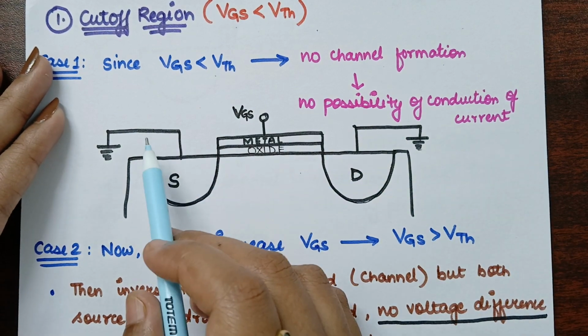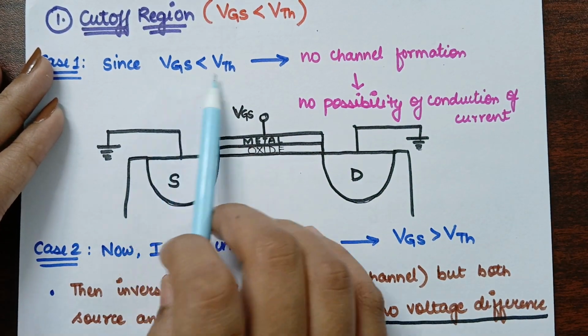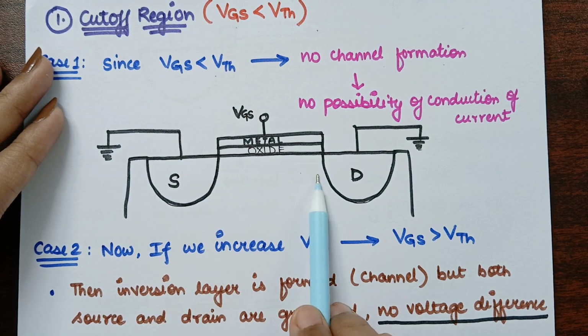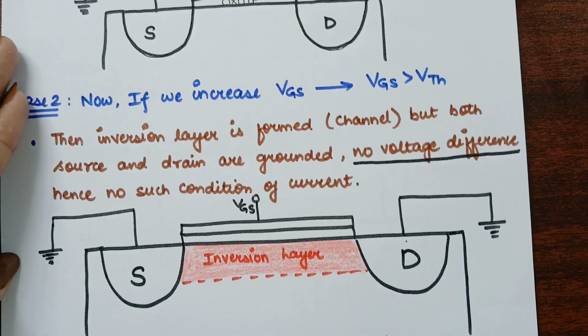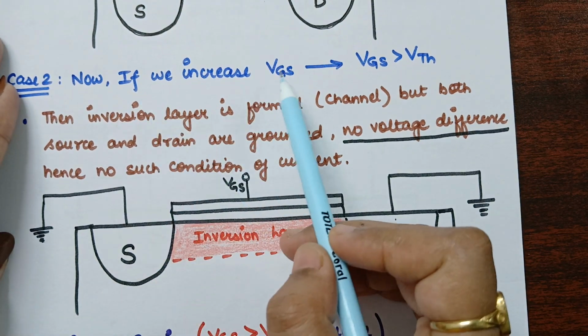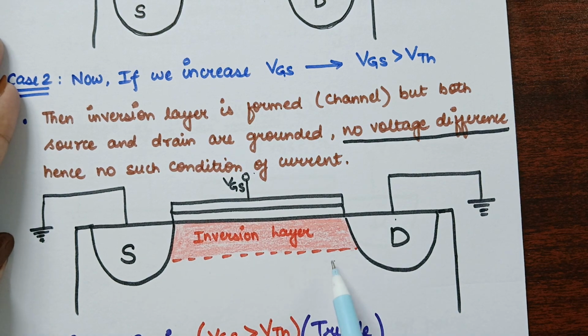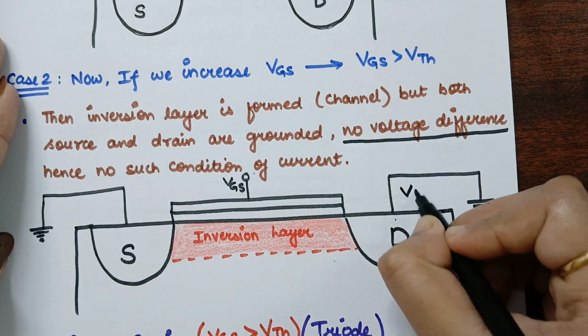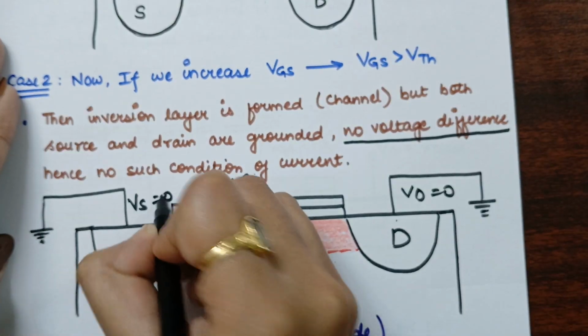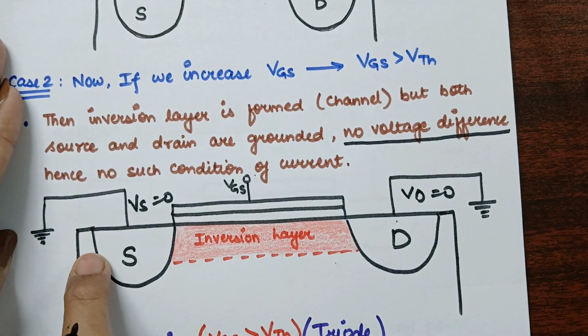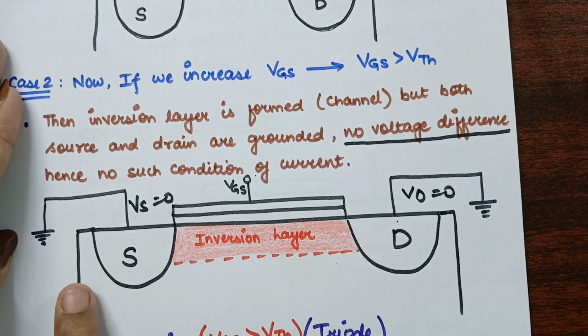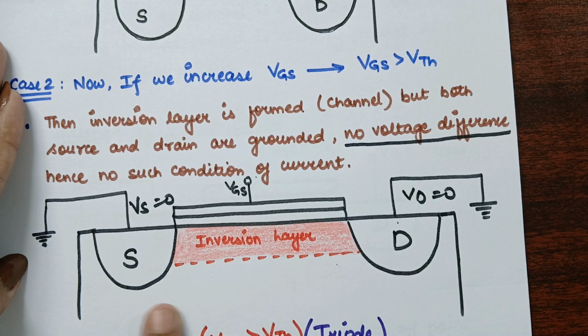So the first case in cutoff region is that VGS is less than the threshold voltage, hence no channel will be formed. And the second case is that if we increase this VGS value greater than the threshold voltage, then definitely the channel will be formed, that is the inversion layer will be formed. But the problem here is that the source voltage is grounded and the drain voltage is also grounded. That is, here VD is 0 and VS is also 0. What does it mean? That they both are at the same voltage. If there is no voltage difference, then there will be no conduction of current.